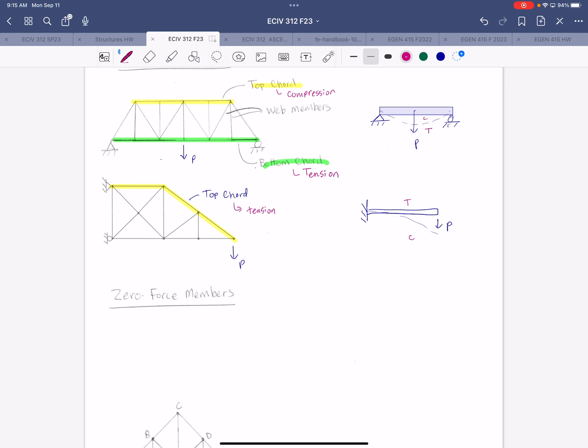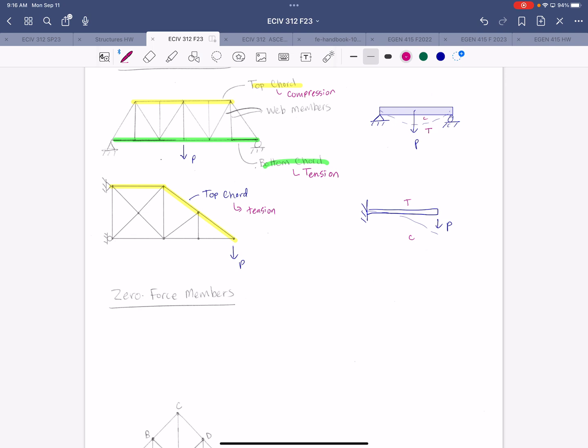So now we're going to get into zero force members, which I think is always a fun part of truss analysis because once you start identifying zero force members, sometimes you see even more zero force members, and then you can really sometimes whittle down a large truss to a very simple problem to solve. So what is the purpose of zero force members? If they don't carry force, why even bother?